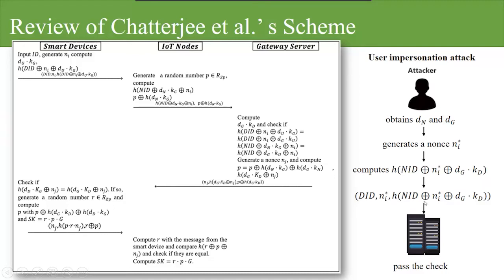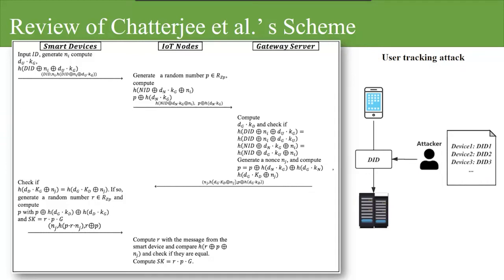When the gateway server receives the message, it checks the validation of the message with this hash value, and obviously the message can pass the check. When the IoT node transmits a message to the adversary, he is able to compute P with dn.kd. Then the adversary selects a random R, computes SK, and sends R to the IoT node. Finally, a session between the adversary and the IoT node is established.